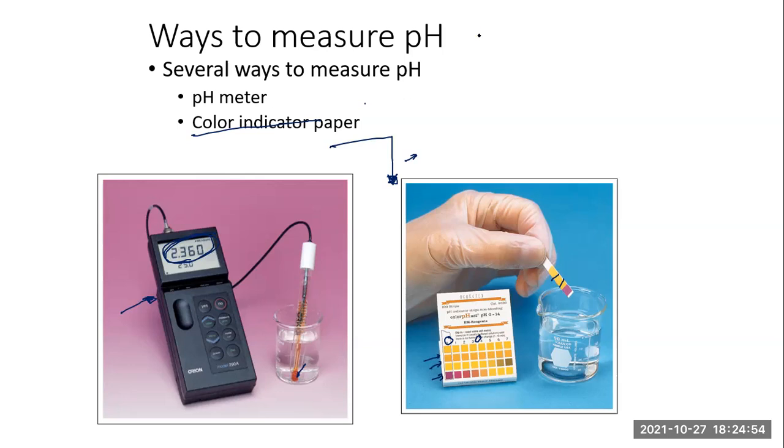Another way that we don't necessarily measure pH, but we try to determine if a solution is acidic or basic, is we use what is referred to as litmus paper. And again, this doesn't measure pH, but it will tell us if it is acidic or basic or neutral.